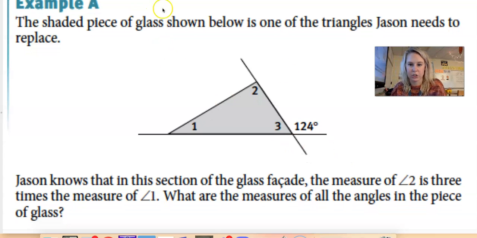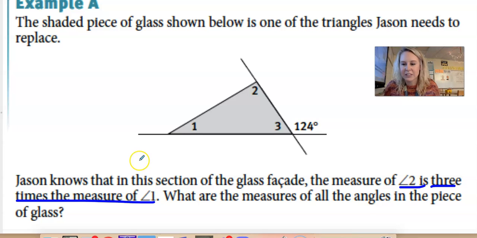He does know some information. He knows that the measure of angle 2 is 3 times the measure of angle 1. For example, if I know angle 1 is 10 degrees, then I know 3 times that would be 30 for angle 2. Okay, so let's talk about how to solve this.